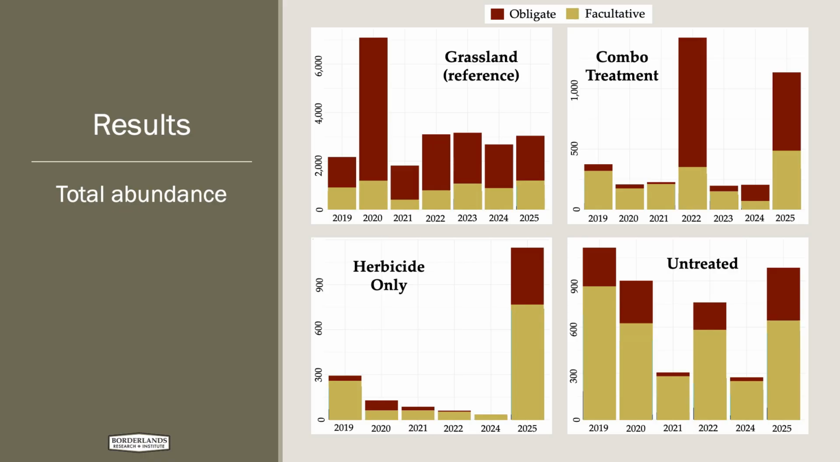Here's our herbicide-only treatment, though, and you can see how much bigger that proportion is of those facultative species. And same thing in our untreated areas. Those are a lot more similar. The other thing that I want you to notice here is that these y-axes are not scaled the same. So whereas in 2020 we saw 7,000 different birds on those reference grasslands, the most we ever saw on our combination treatment was closer to 2,000, maybe 250. And on the herbicide-only and the untreated areas, we never counted more than 1,000 birds.